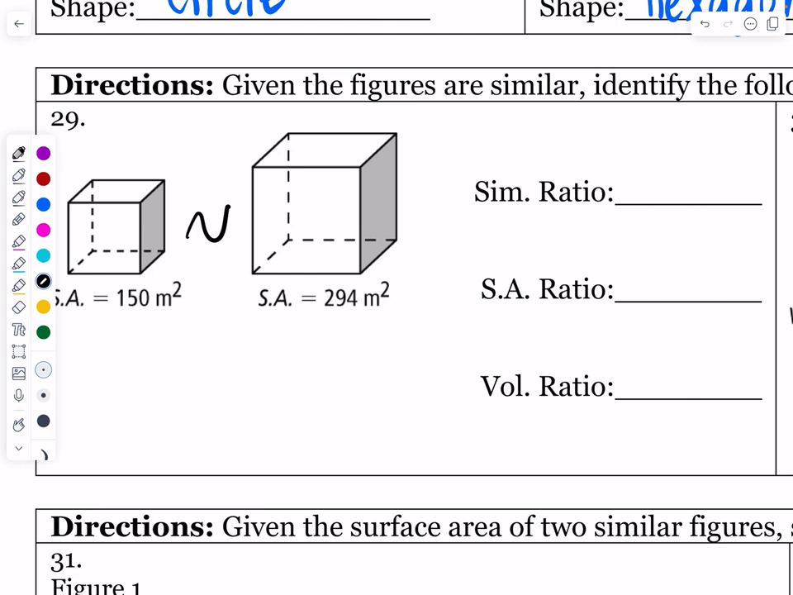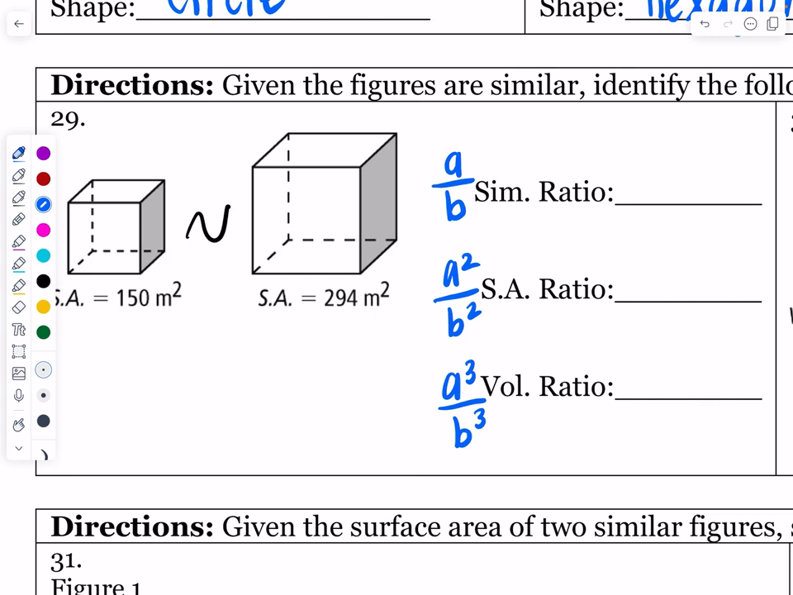And so what we're going to do first is find our similarity ratio, surface area ratio, and volume ratio. So similarity ratio is going to be A over B. Surface area ratio is going to be A squared over B squared. Our volume ratio is going to be A cubed over B cubed. So in my class, we talked about the different levels. You have level 1, level 2, and level 3.